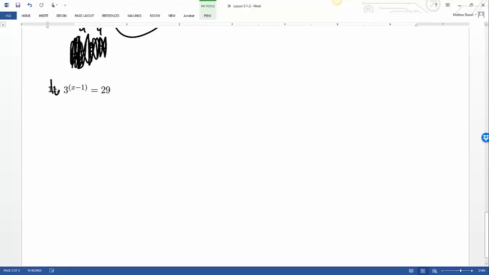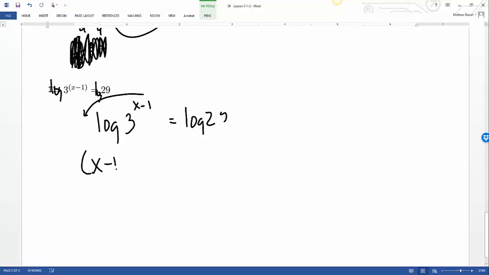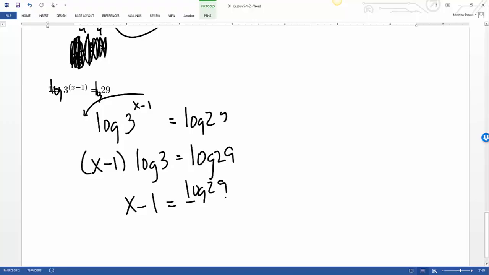And now I can take log to both sides because I can't turn a 3 into a 29. So then I get log 3 to the x minus 1 equals log 29. I can move that to the front. Divide both sides by the log 3. Add the 1.